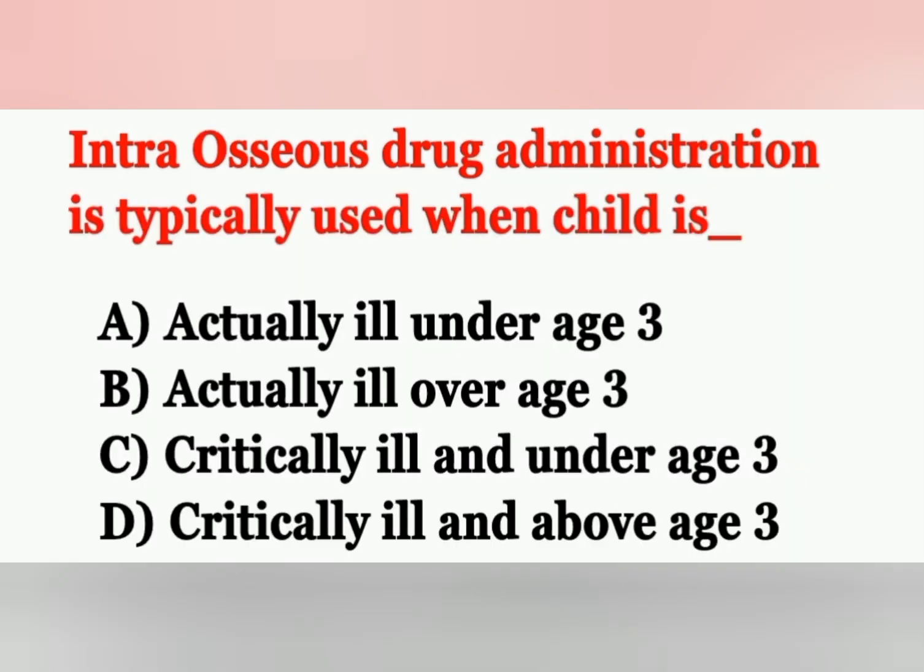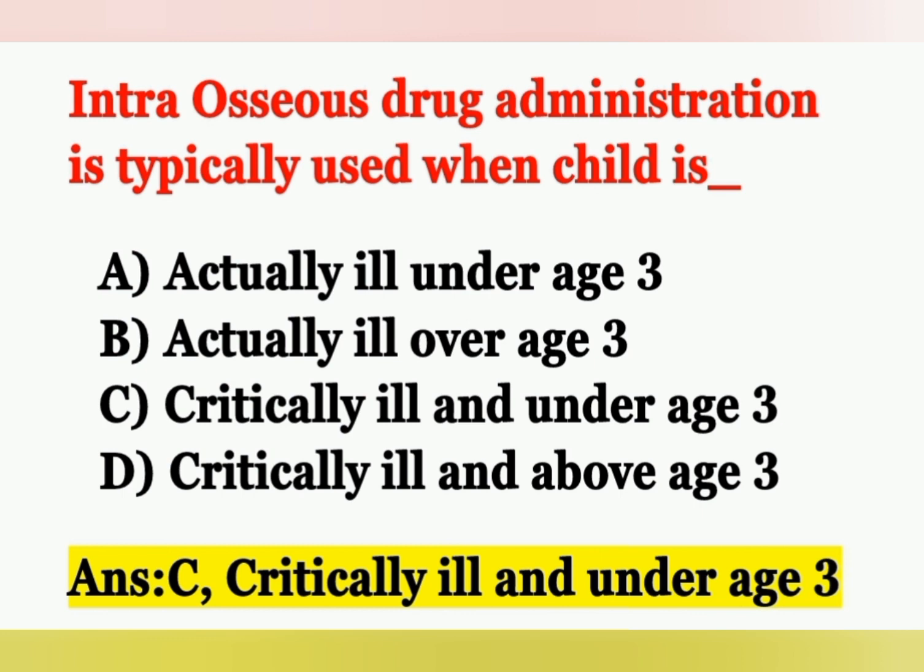Move on to the next question. Intraosseous drug administration is typically used when the child is. Options: option A, actually ill under age 3. Option B, actually ill over age 3. Option C, critically ill and under age 3. Option D, critically ill and above age 3. The question is, intraosseous drug administration is used when a child is critically ill and under age 3. Option C is the correct answer.